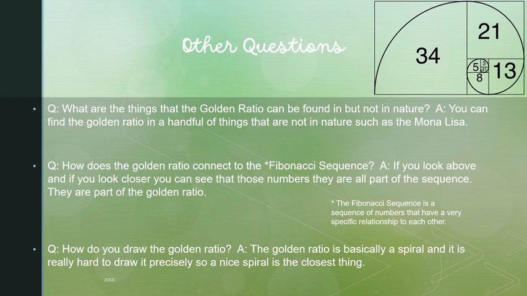How do you draw the golden ratio? The golden ratio is basically a spiral, and it is super hard to draw. So a nice spiral is the closest thing.